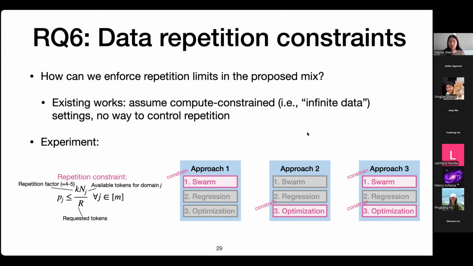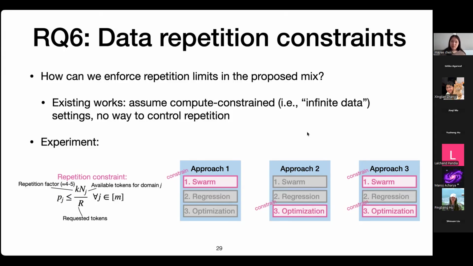So the question becomes, how do we enforce repetition caps in the data mixing problem? Unfortunately, none of the existing works we looked at really address this. They usually assume that you always have more data than you request. So for our experiment, we wrote down this repetition constraint formally in the bottom left here. Basically, this constraint says we do not want to sample more than k times from any domain. This constraint encodes that as a function of r, which is how many tokens we need, and n_j, which is how big your domain is.